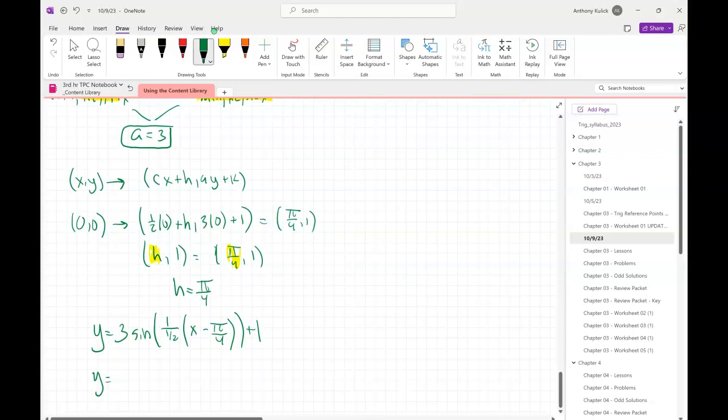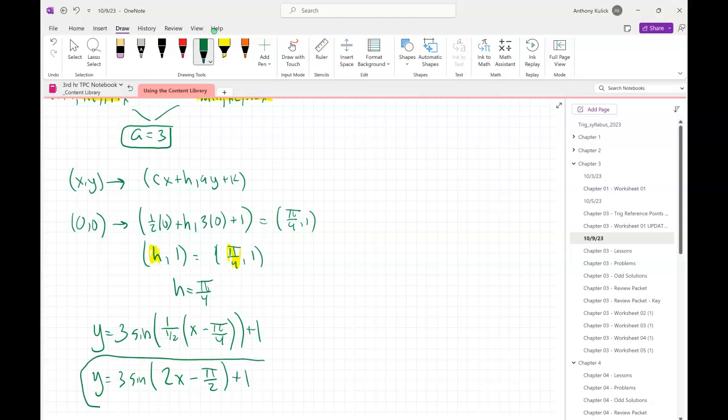And then if we simplify that down, 1 over 1/2 is 2. And when I distribute the 2 through, I get 2x. And 2 times pi over 4 is pi over 2. And that's my final answer.